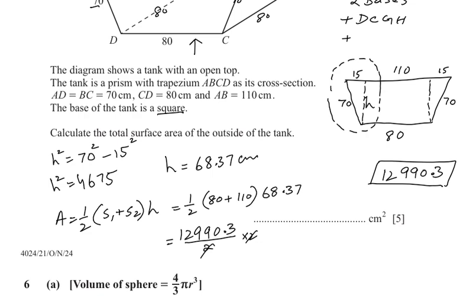Now we need to find the area of its floor, which is a square. So 80 multiplied by 80 will be 6400. This is the second area which we have to add.